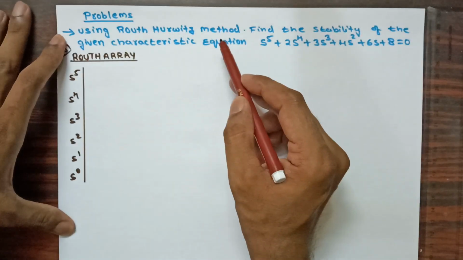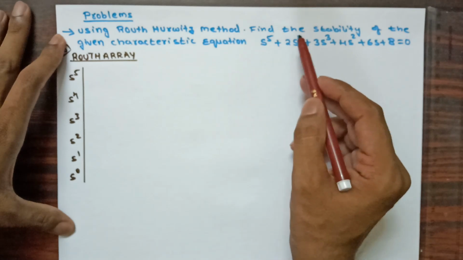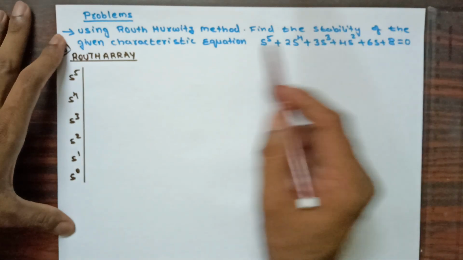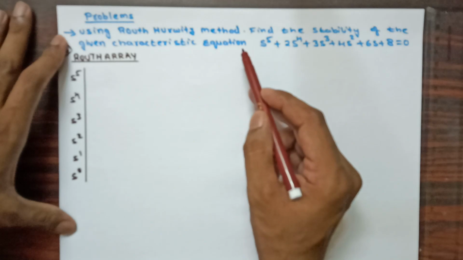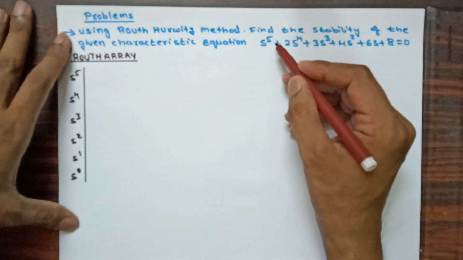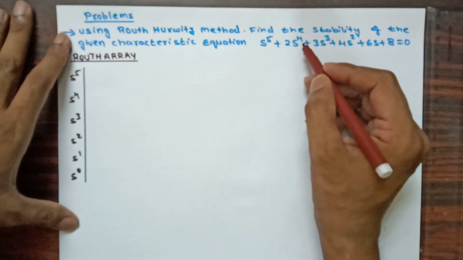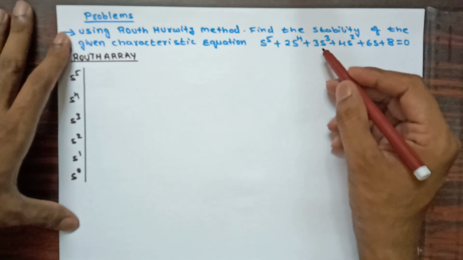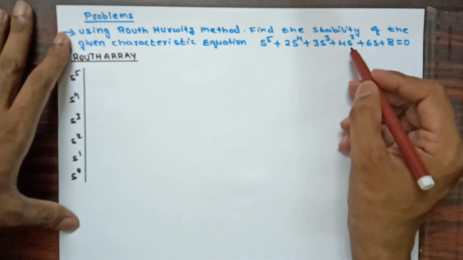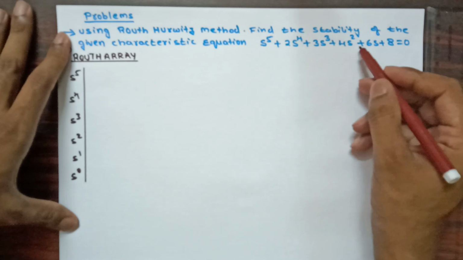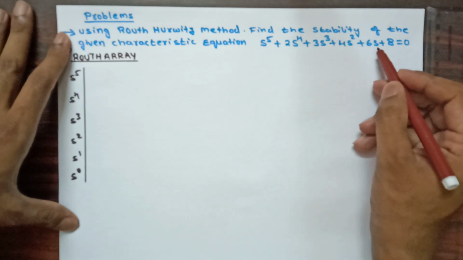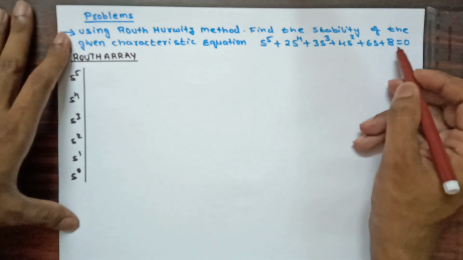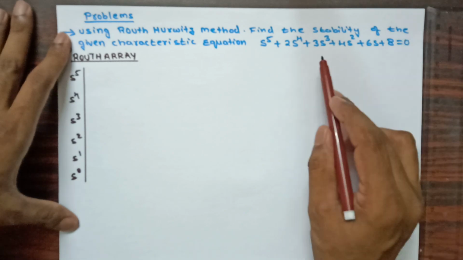Using the Routh-Hurwitz method, find the stability of the given characteristic equation s to the power 5 plus 2 into s to the power 4 plus 3 into s to the power 3 plus 4 into s to the power 2 plus 6 s to the power 1 plus 8 is equal to 0. Need to form the array.